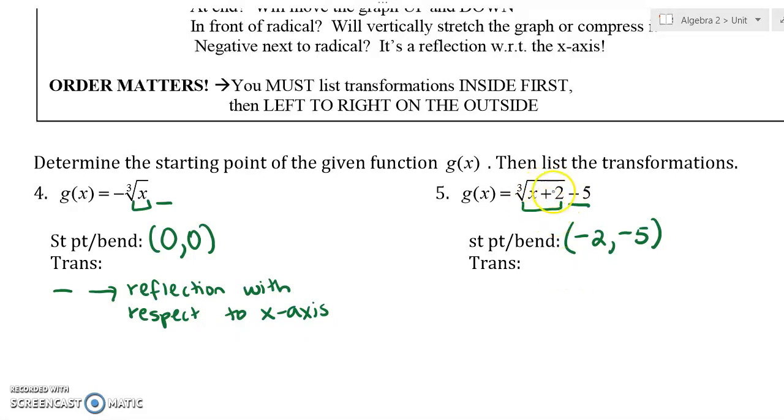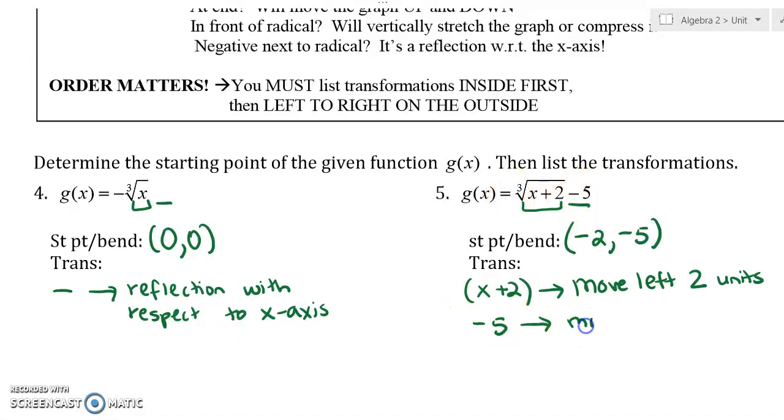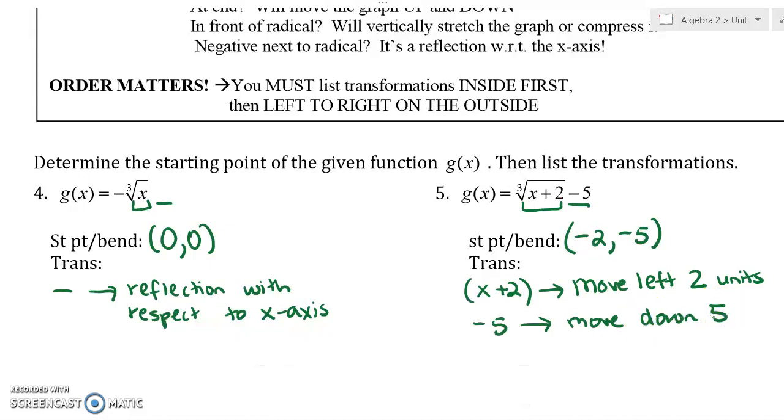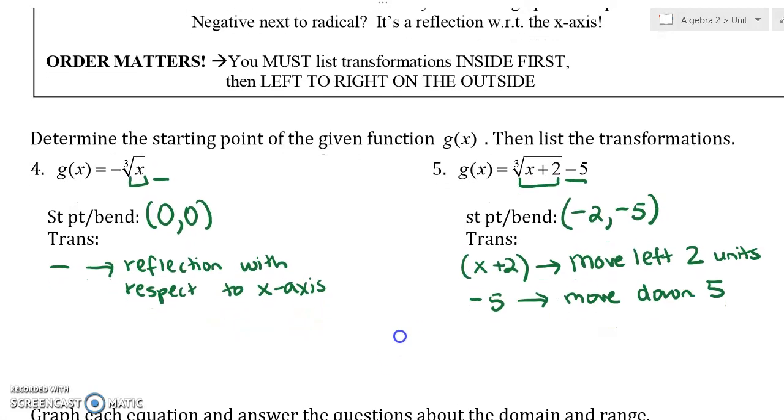And then we're going to talk about the inside here, the x plus 2 first, which means move left, because it's always the opposite of what you think. Left 2 units. And then the next thing we'll talk about is the front. There's nothing there, so we're going to talk about the negative 5 behind it. The negative 5 will tell us to move down 5. That one we believe. All right, we got 2 more graphing examples, and then we're good to go. So let's graph some of these.